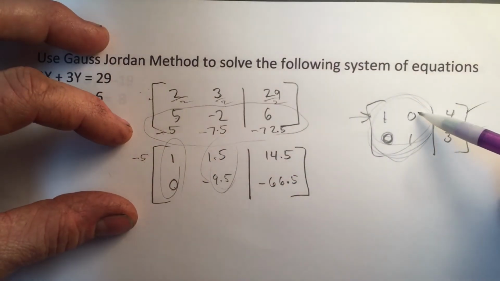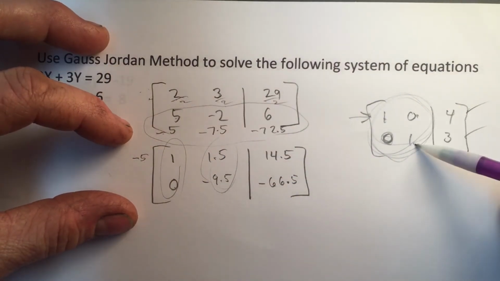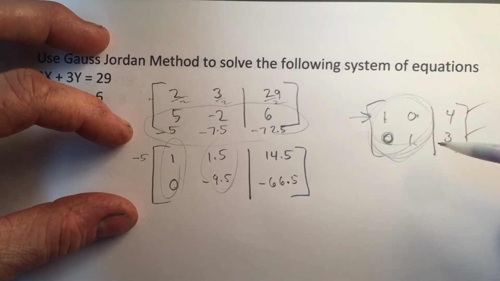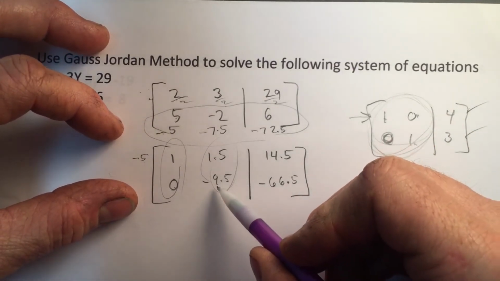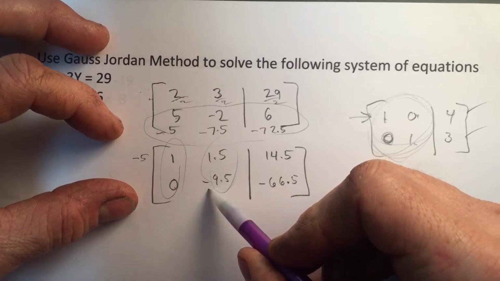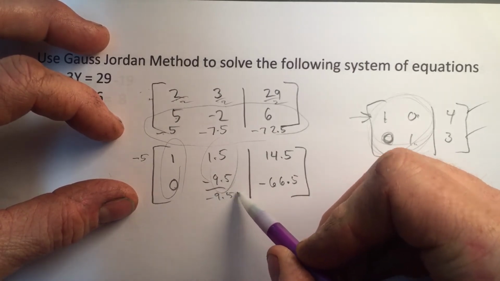And of course, a reminder over here, I want my second column to look like this. Well, the ones you got to do first. So right here, I need to get this to be 1. Well, I just divide by negative 9.5.